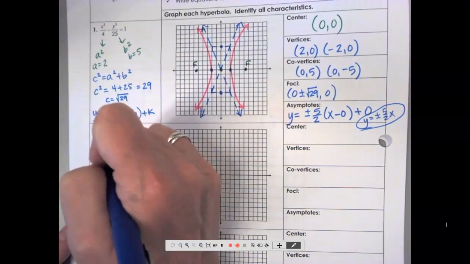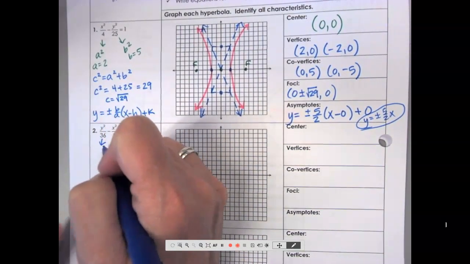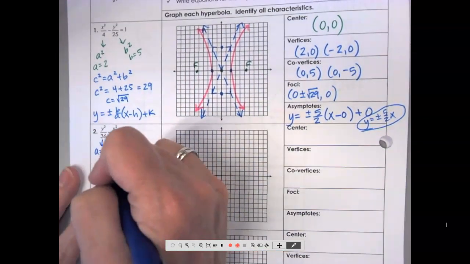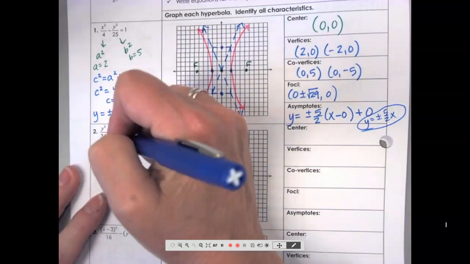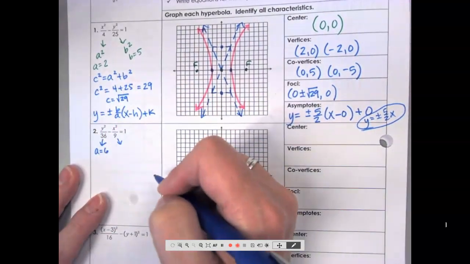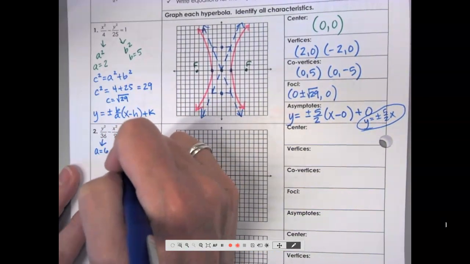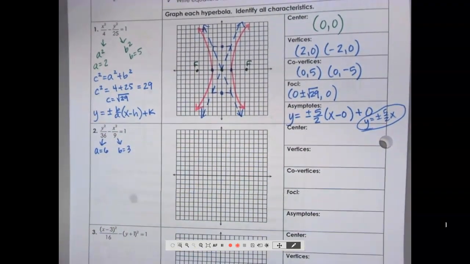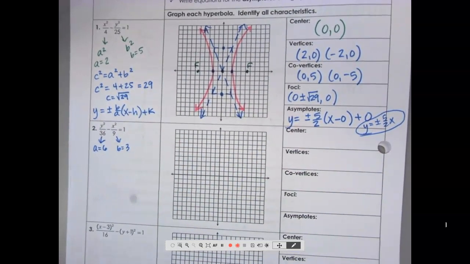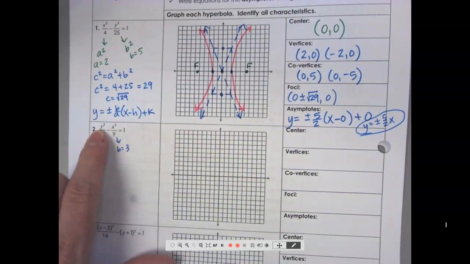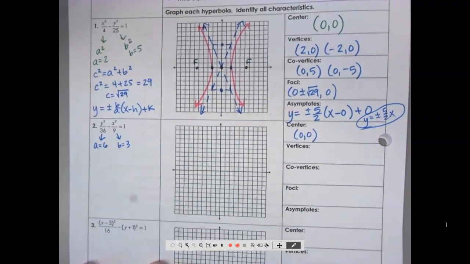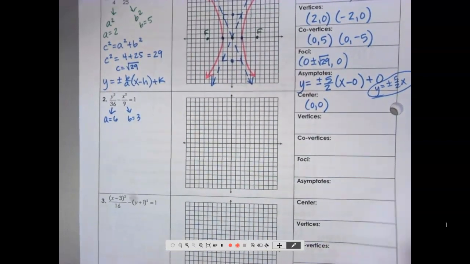Positive denominator is a squared. So if a squared is 36, what is a? 6. This is b squared, 9. b is 3. What's the center of this one? It's still 0, 0. I don't have anything added to x or y. So that'll make it relatively easy.